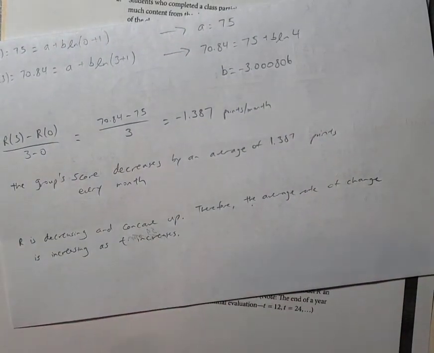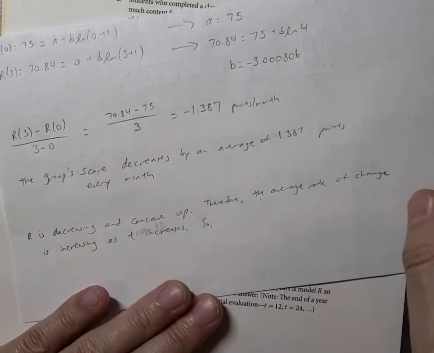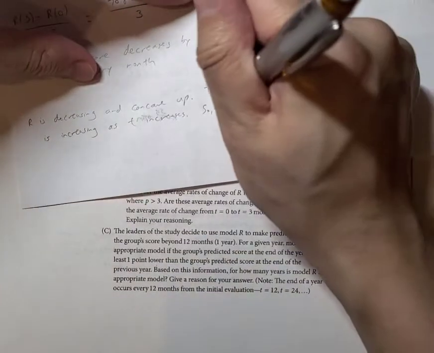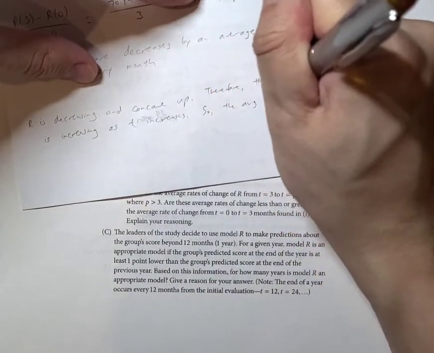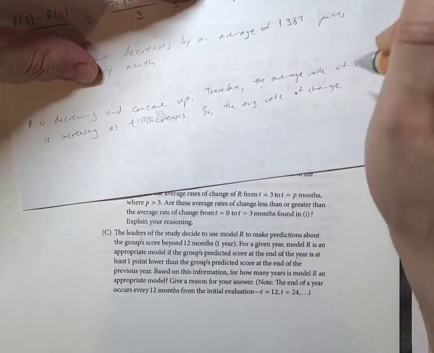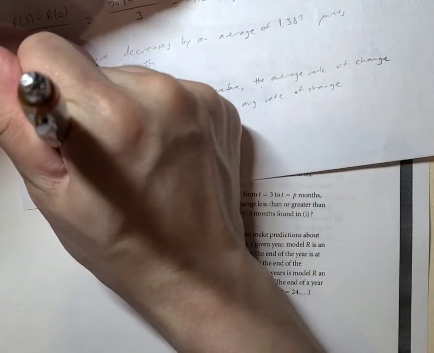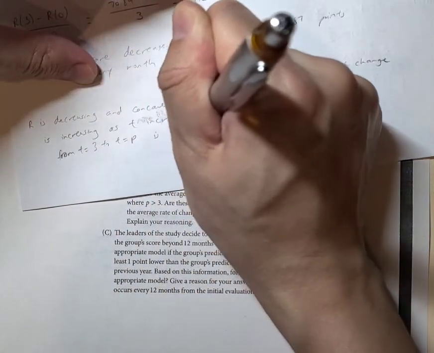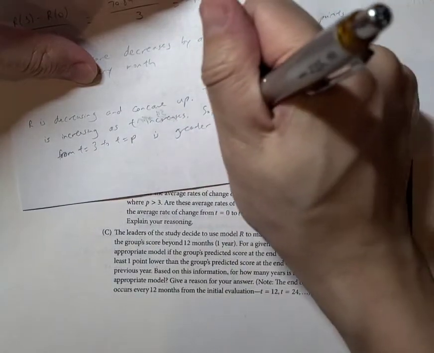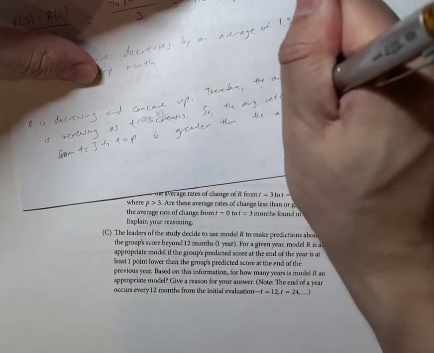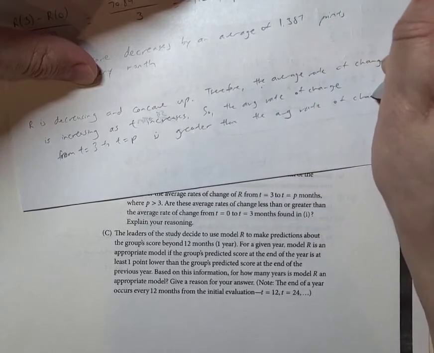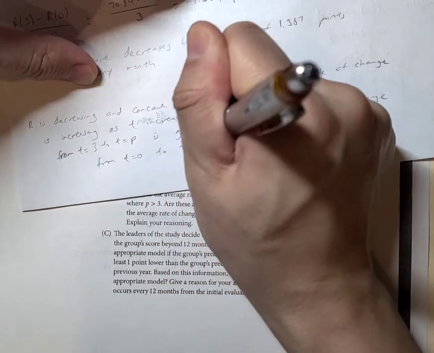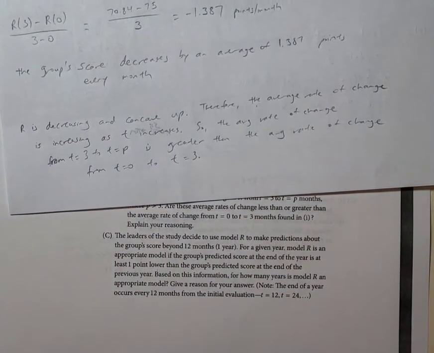So what does the original problem say? The average rate of change from t is 3 to t is p is greater than the average rate of change from t is 0 to t is 3. Okay? That justifies our answer.